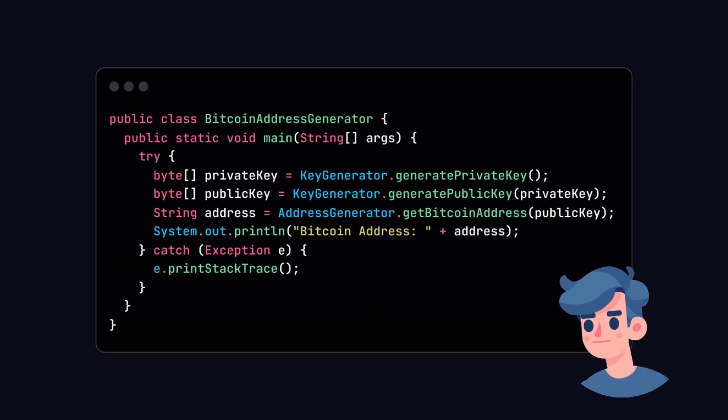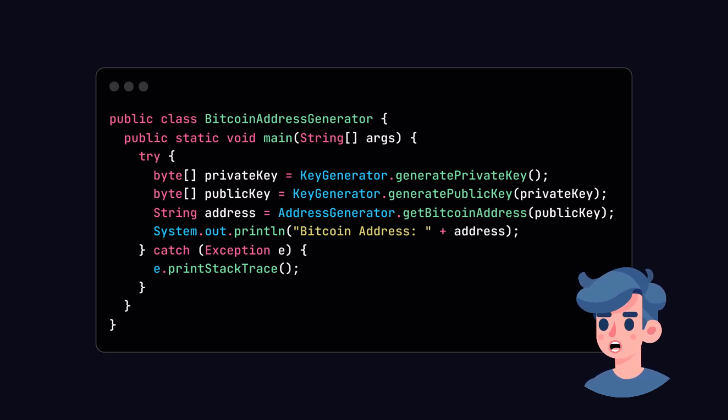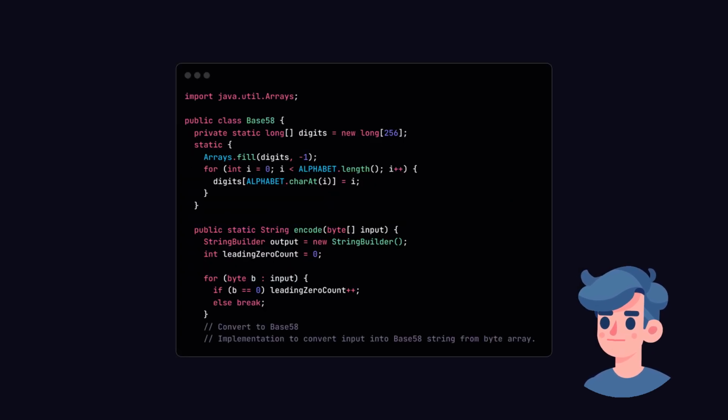Before we implement the base58 encoding, let's combine everything we have so far into a single example. We will generate a private key, a public key, and then a Bitcoin address. Now, if you run the Bitcoin address generator class, it will generate a Bitcoin address every time you execute it. Just remember that every address is unique, thanks to the randomness of the private key.